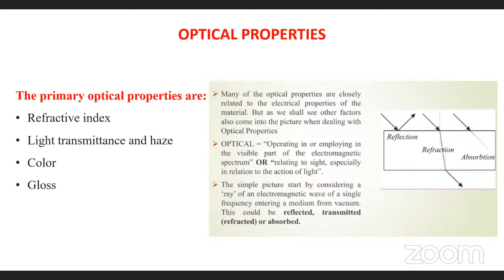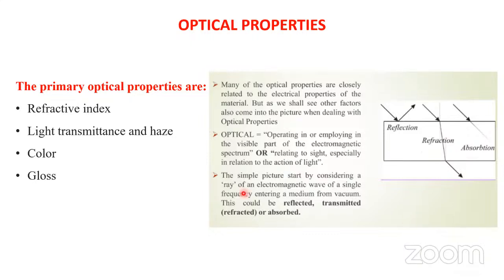So the simple picture starts by considering a ray, or light, of an electromagnetic wave of a single frequency entering a medium, where the medium is your plastic material or polymeric substance, from vacuum. This could be reflected, transmitted, or absorbed. You can observe here, if your material reflects the light, it is reflection.